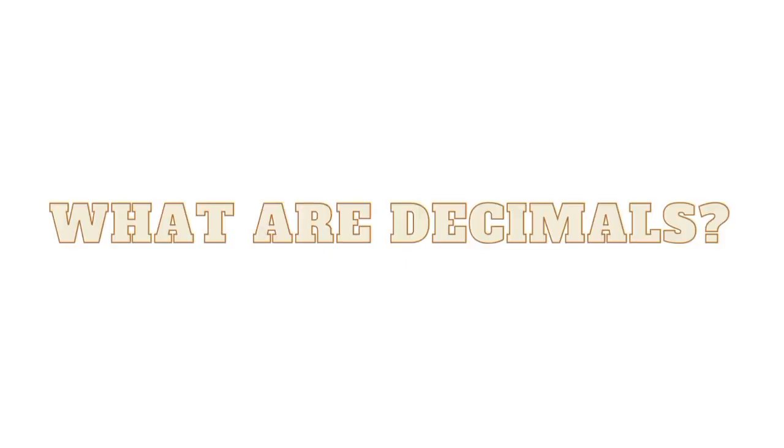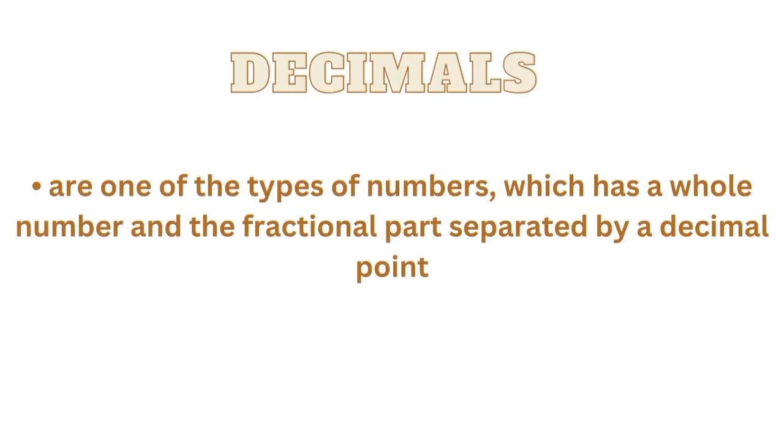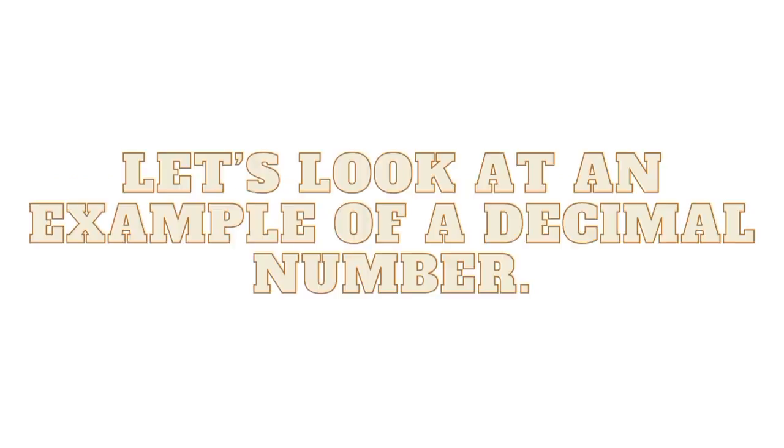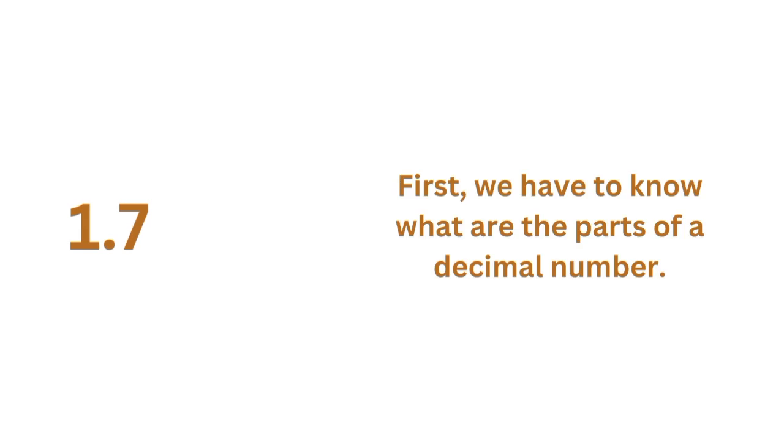Let's go. So, what are decimals? Decimals are one of the types of numbers, which has a whole number and the fractional part separated by a decimal point. Let's look at an example of a decimal number. 1 7/10.